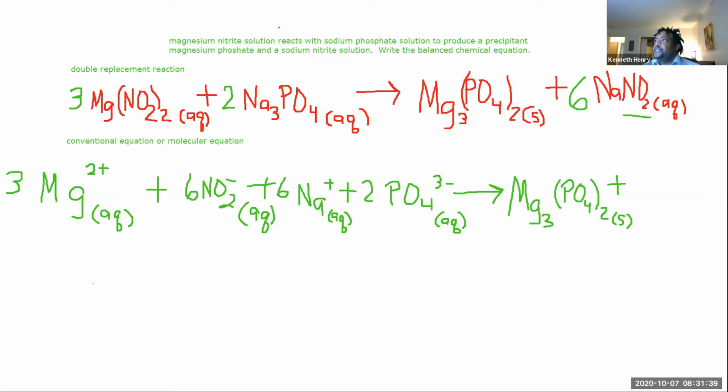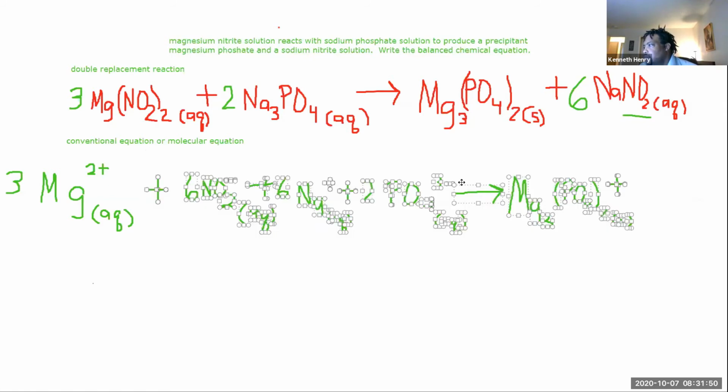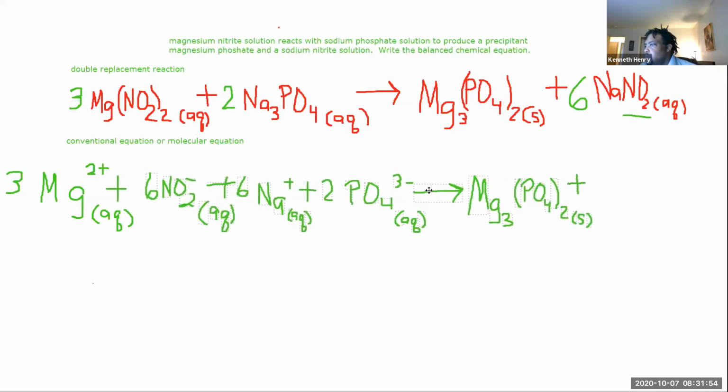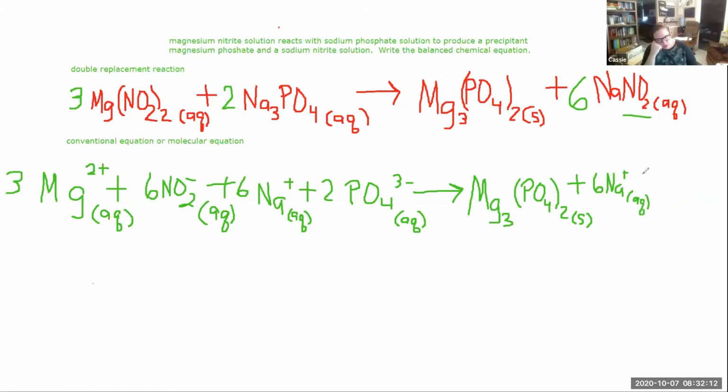Okay, what about the sodium nitrite? I have six sodium. It'd be 6 Na plus aqueous, and then you would do plus 6 NO2 minus aqueous. Okay.